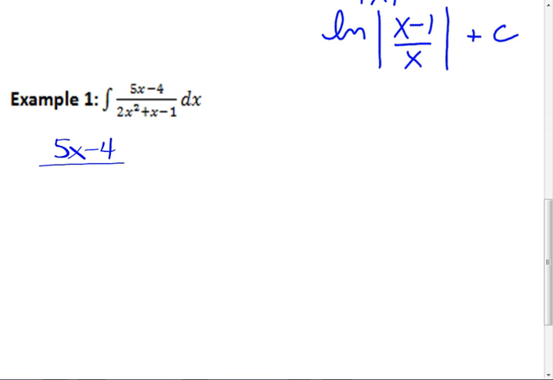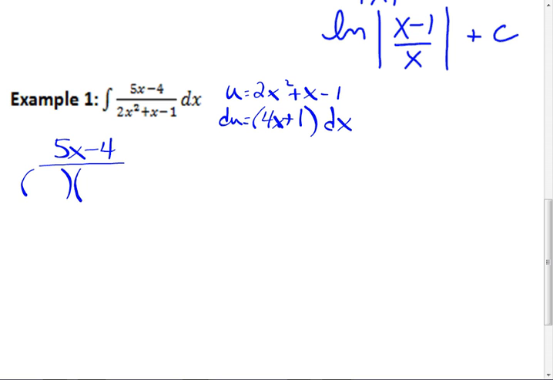The reason why u substitution won't work is because if I let u equal 2x squared plus x minus 1, then du is equal to 2x plus 1 dx. The 2 isn't the problem. It's that I have 5x minus 4. If I had a 4x minus 4 out of that, then I could do a u substitution. But this doesn't match. Minus 4, I can't fix it by multiplying by a number. So let's factor that. Did you guys do it?